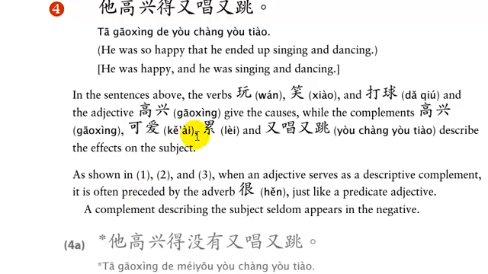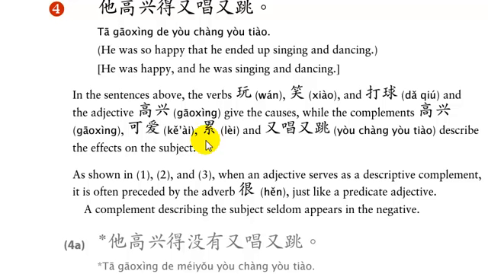Okay, this piece down here points out that in the four examples above, the verbs 玩, 笑, 打球, and also the adjective 高兴 give the causes, kind of like a cause and effect. For example, he played ball until he was tired. 他打球打得很累. So these give the causes, while the complement is the part that comes after the 得. While the complements, for example, 高兴, 可爱, 累, and 又唱又跳, they describe the effects on the subject. For example, the effect of playing ball was that he became tired.